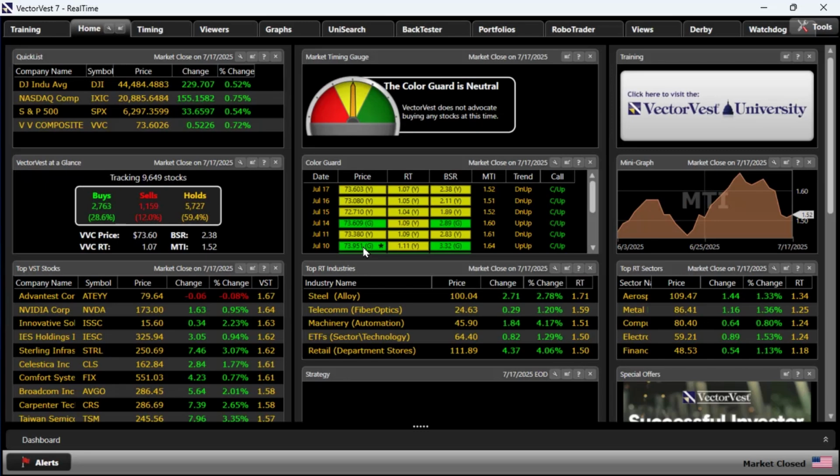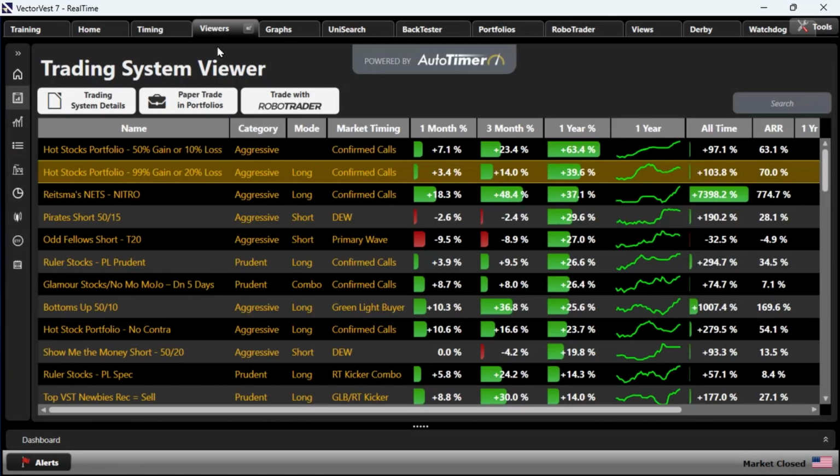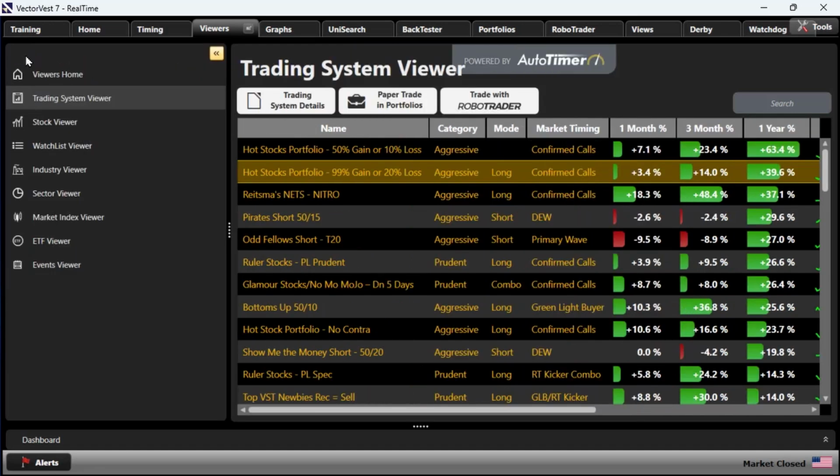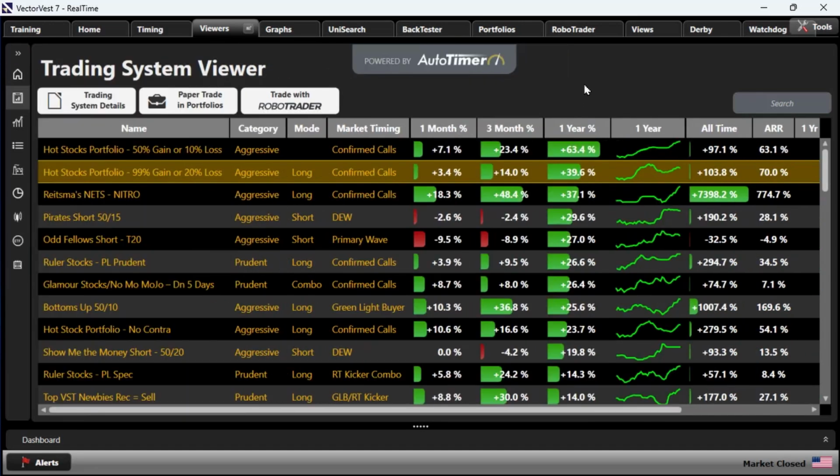So the trading system that we'll be discussing today is the hot stocks. You might have guessed from the title of today's special presentation. You may or may not know that this trading system has been in the trading system viewer. This is our trading system viewer here. Just simply go to viewers, trading system viewer. This houses all of the automated trading systems that we currently are tracking.